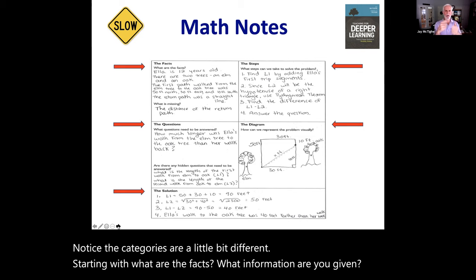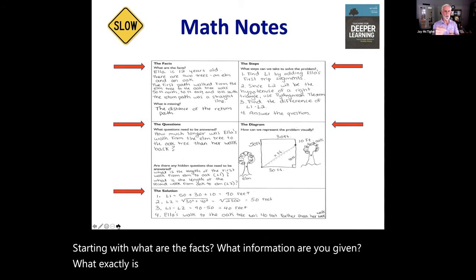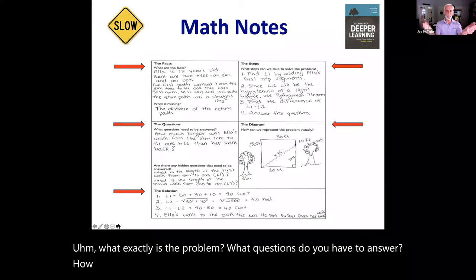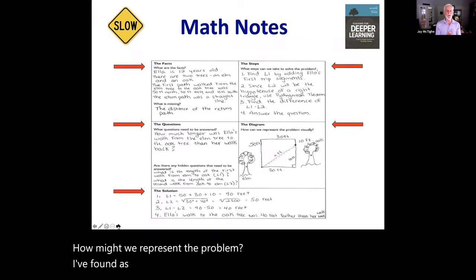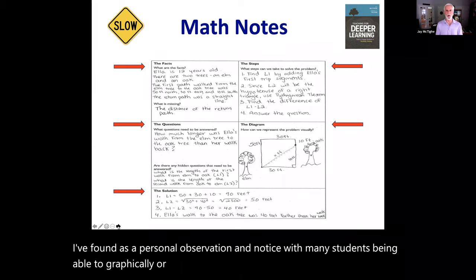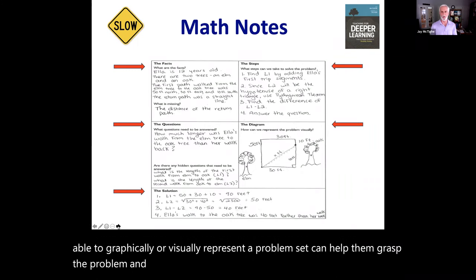What exactly is the problem? What questions do you have to answer? How might we represent the problem? I found, as a personal observation with many students, that being able to graphically or visually represent a problem set can help them grasp the problem and also see potential solutions.